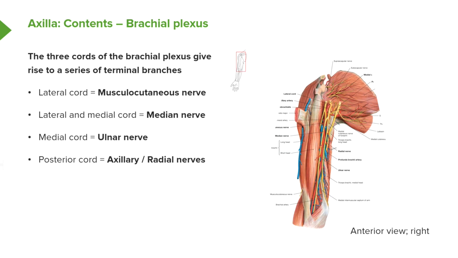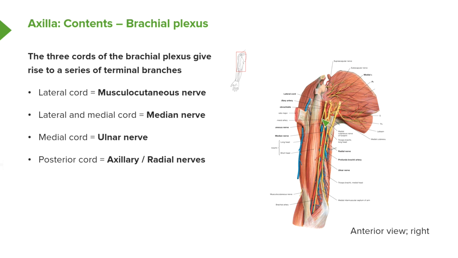So here we can see those terminal branches in a bit more anatomical detail. This is an anterior view of the right arm. And we can see the lateral cord here. We can see the medial cord here. And we can see the posterior cord, which has been pulled out from underneath the axillary artery, so we can see the axillary nerve passing out through here.